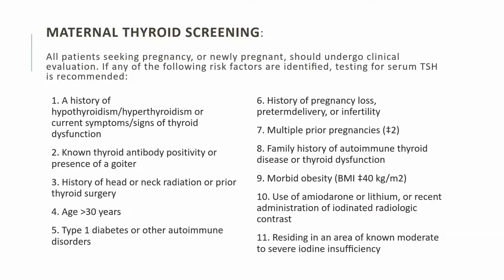If the patient is morbidly obese with a BMI of 40 or more, and use of amiodarone or lithium or certain drugs which can affect thyroid functions, or recent administration of iodinated radiologic contrast, for example, to perform any CT scan and so on. And lastly, residing in an area of known moderate to severe iodine insufficiency. So these are very important risk factors which you should take in the history of a pregnant patient. Usually, obs and gynae people should do that, but sometimes they can refer to you, assessing such history, that look for some medical evaluations, medical screening required. So you should ask them.